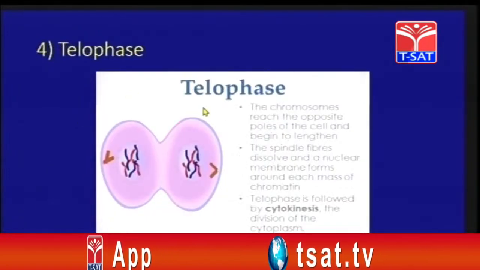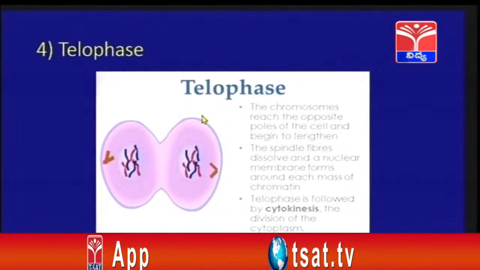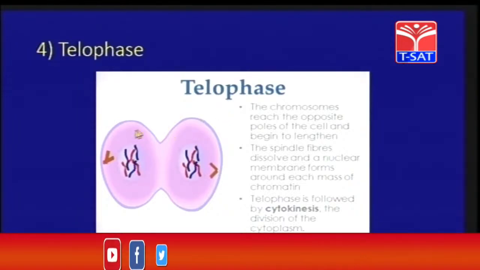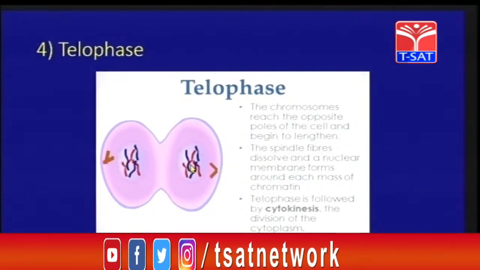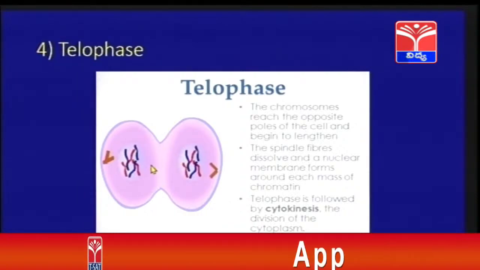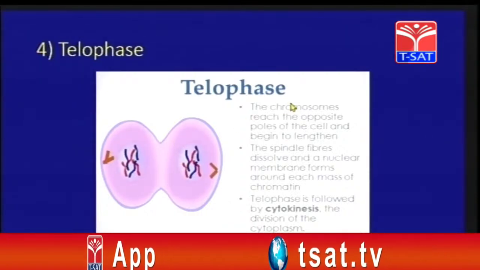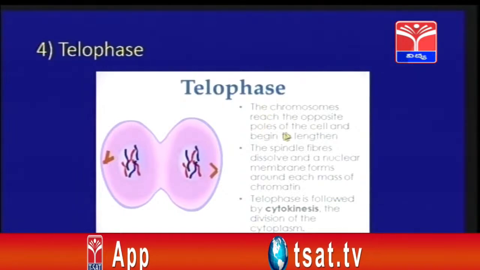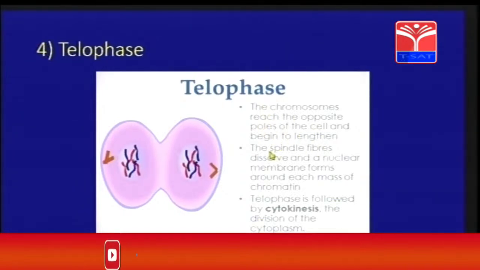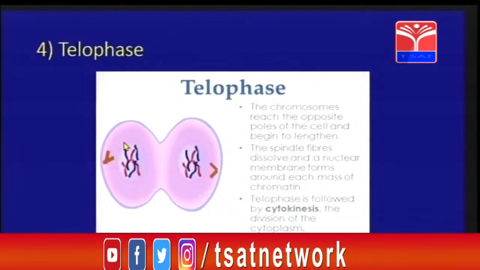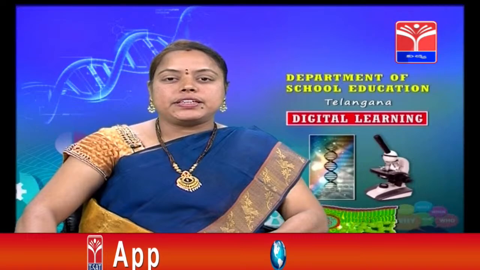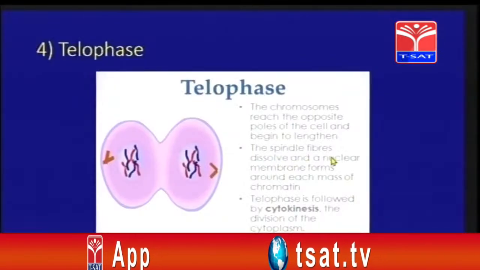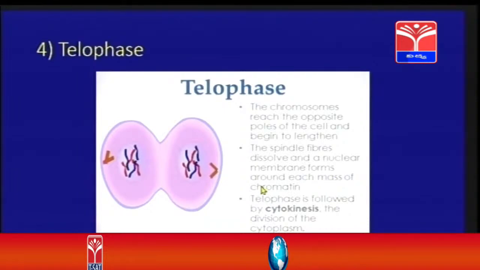Telophase. In telophase, the chromosomes reach the opposite sides. That is, when you see this image, the chromosomes are extremely towards their opposite poles. That means the cell is getting prepared to divide into two cells. The chromosomes reach the opposite poles of the cell and begin to lengthen. That is, the chromosomes will increase in length. The spindle fibers, as we have observed in metaphase and anaphase, will dissolve, and the nuclear membrane forms around each mass of chromatin.